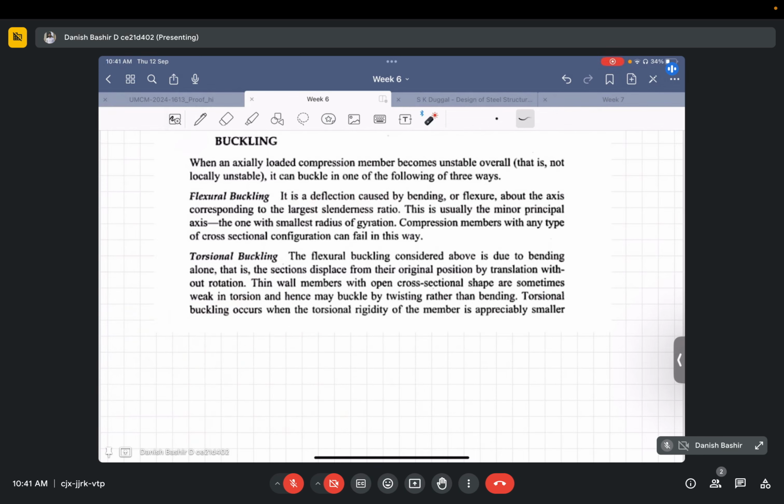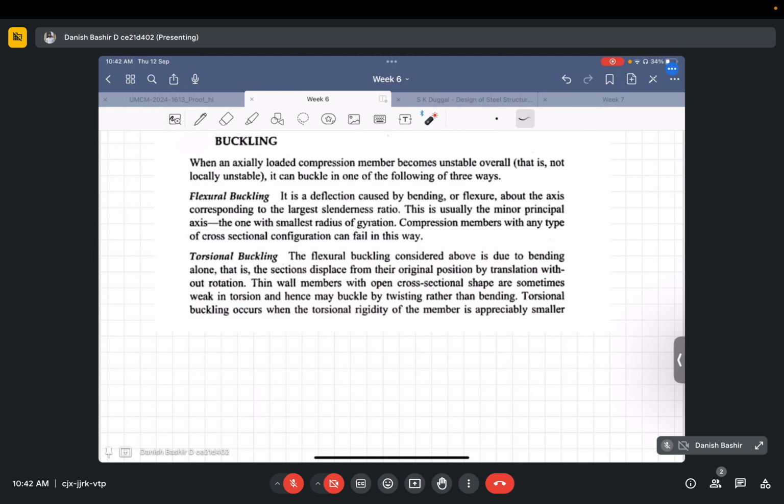So along the minor principal axis, the column will buckle, and it will be along the smallest radius of gyration. Compression members with any type of cross-sectional configuration fail in this way. Okay, this can be the mode of failure. Then another can be torsional buckling. The flexural buckling discussed above is bending alone, that is, the section is displaced from the original position by translation without rotation. Thin-walled members with open cross-sectional shape are sometimes weak in torsion and hence may buckle by twisting rather than bending. Torsional buckling occurs when the torsional rigidity of the member is appreciably small.